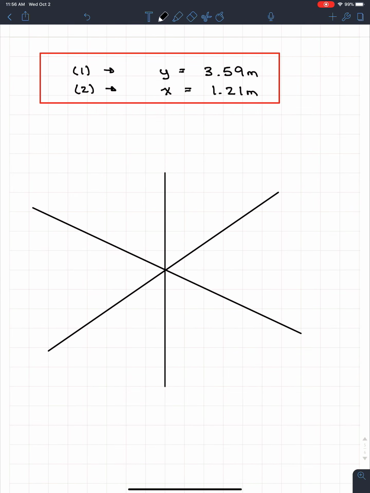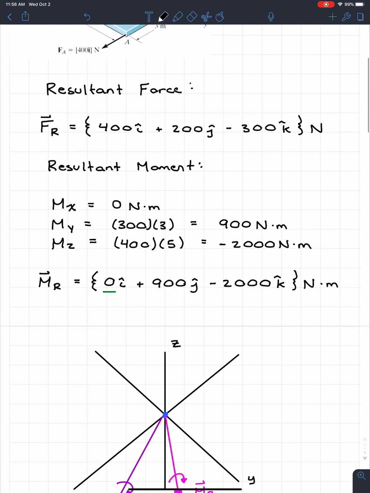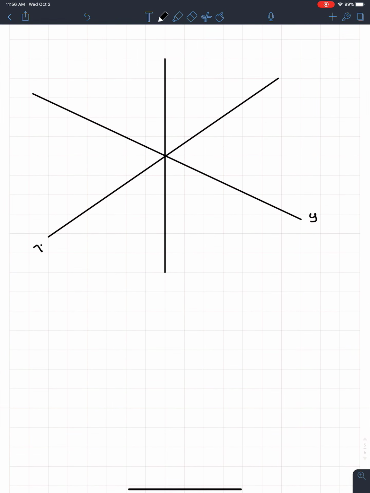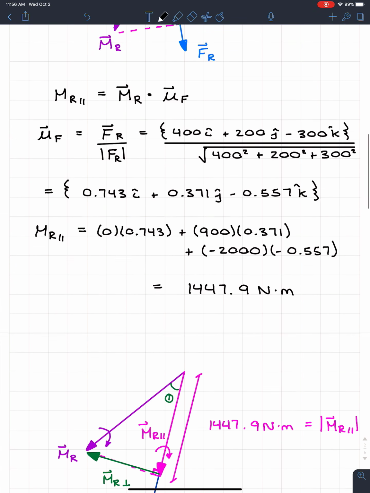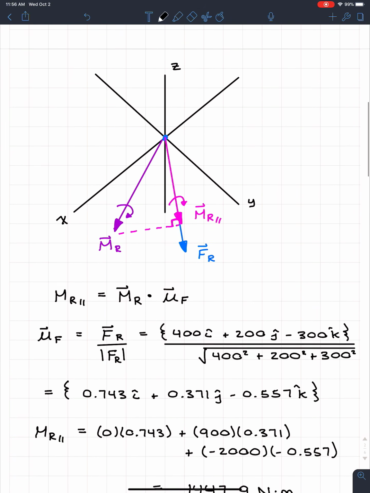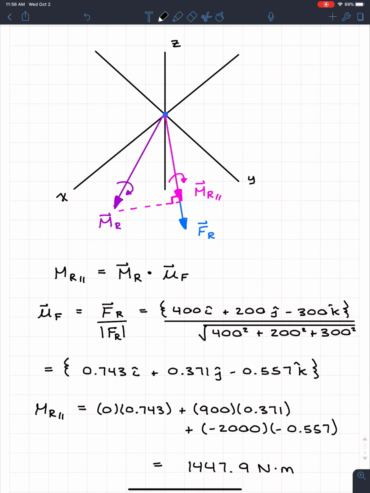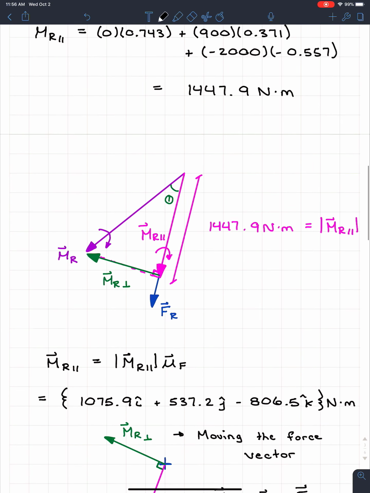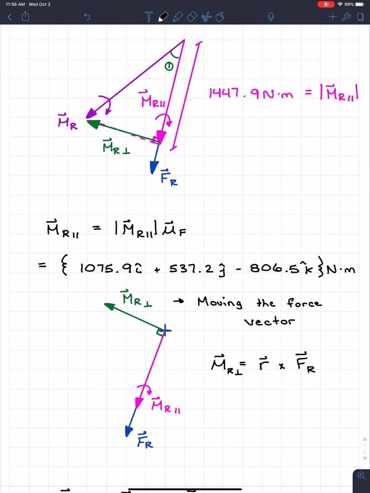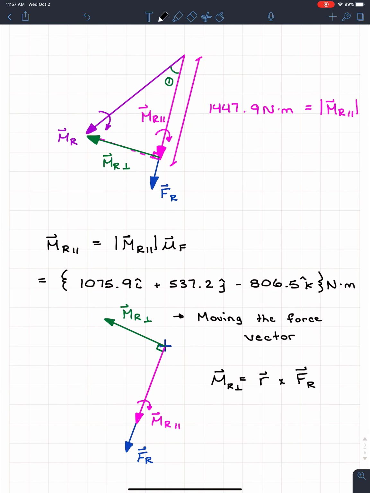So what's going to happen is, remember, at the beginning we had all those forces. Just draw the axis. This is y, perfect. This one is x, this one is the z-axis. So we had all those forces acting at different spots. What we did is we converted those forces into a single force and a single moment, and we took that moment, split it into 2 components, a parallel component that ran along with the force vector and a perpendicular component that ran perpendicular to the force vector. And then we moved that force vector so that it would cancel out M_R perpendicular.